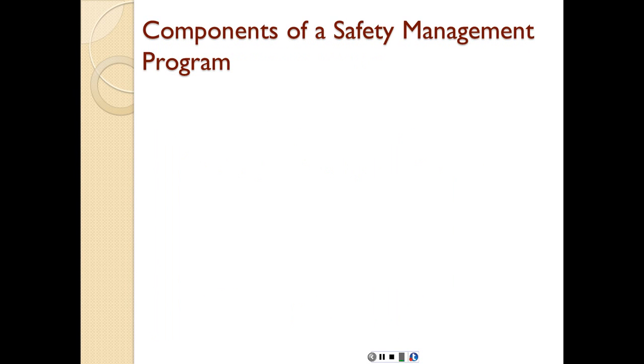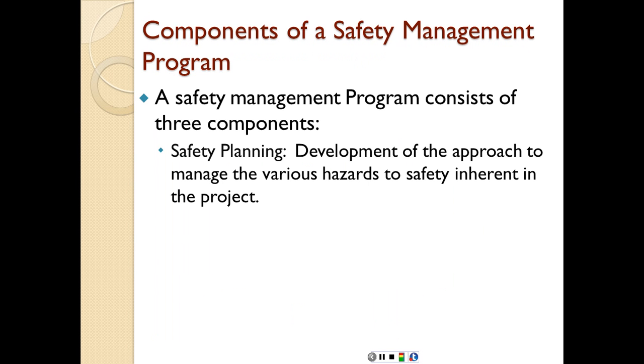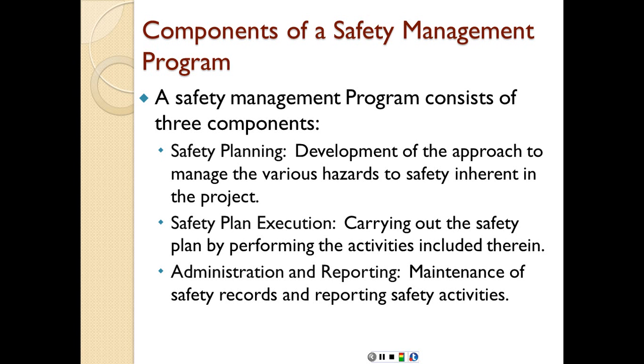Starting with the first one, here we have the safety planning, which is a development of the approach to manage the various hazards to safety inherent in the project. The second step, as we mentioned, is the safety plan execution, carrying out the safety plan by performing the activities included therein. And the third step is administration and reporting, which is the maintenance of safety records and reporting safety activities.